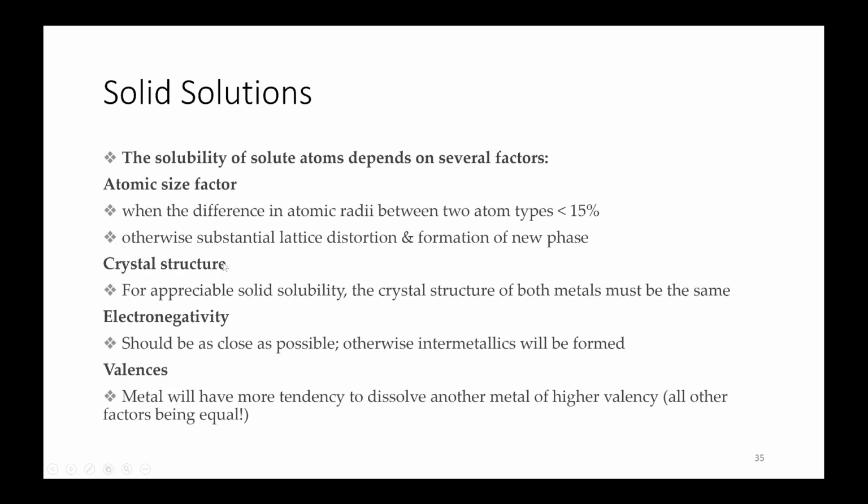Crystal structure. For appreciable solid solubility, the crystal structure of both metals must be the same. And electronegativity should be as close as possible, otherwise intermetallics will be formed. Valences: a metal will have more tendency to dissolve another metal of higher valency, all other factors being equal. So if all these factors are satisfied, then a higher valency metal will dissolve more.